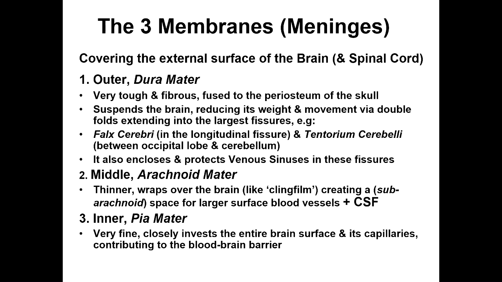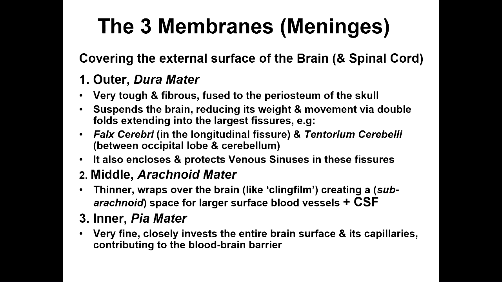The third, or in fact middle layer, is called the arachnoid mater. Arachnoid means spiders, so this is the spidery mother. This is also quite a delicate membrane. It's thinner than the dura mater, but thicker than the pia, and it wraps itself over the surface of the brain a little bit like cling film, creating in some places a very obvious space between it and the brain surface. And that space is known as the subarachnoid space because it's underneath the arachnoid and next to the pia.